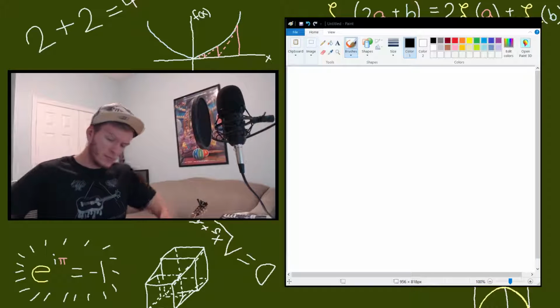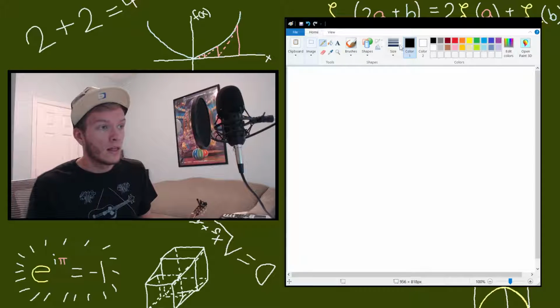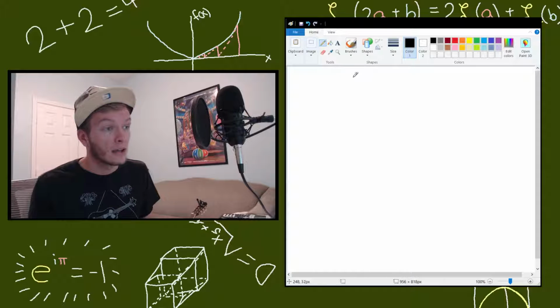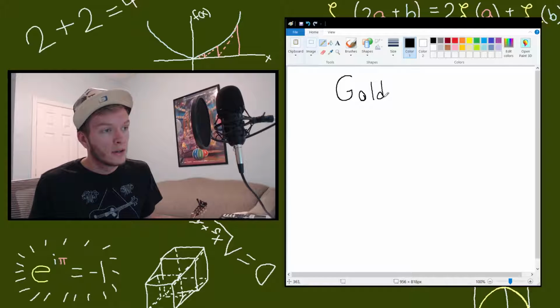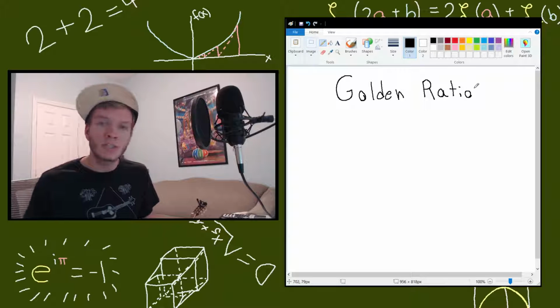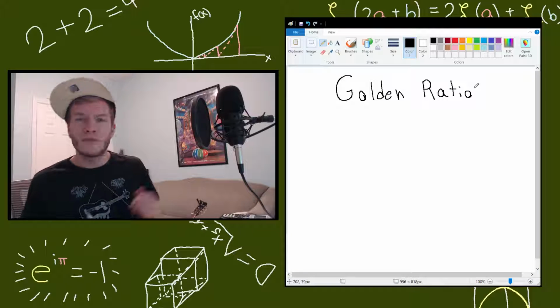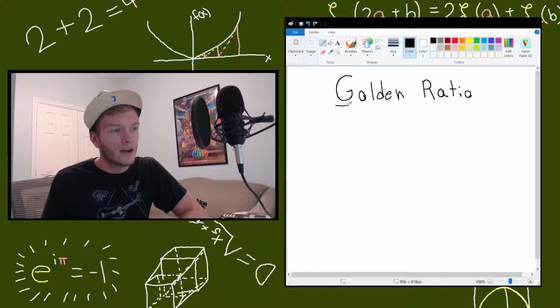So today's topic is going to be, I'm going to pick a slightly larger pen size, the golden ratio. This is probably something that you heard about in your algebra classes. It's not something that's emphasized too much, because it just kind of happens, and you don't necessarily need to derive it or anything, but I'll explain it.